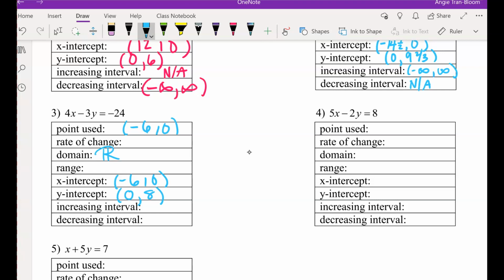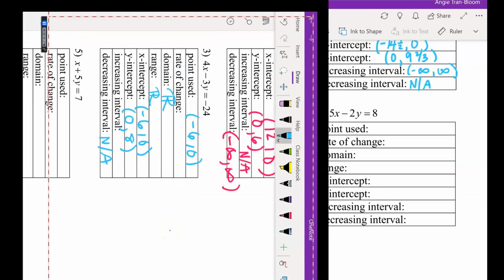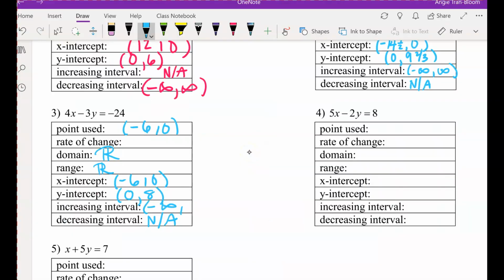How about the range for number 3? Also all real numbers. Now, if you look at the graph, flip back to number 3. Every time you take a step to the right, what's happening to the y? Did it go up or go down? Up. So that's increasing. That means it's increasing, so immediately we'll fill in NA for decreasing. But how do we write the increasing? Negative infinity all the way to positive infinity.